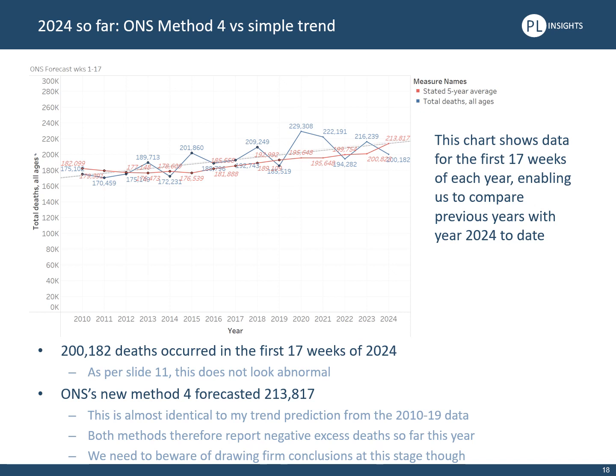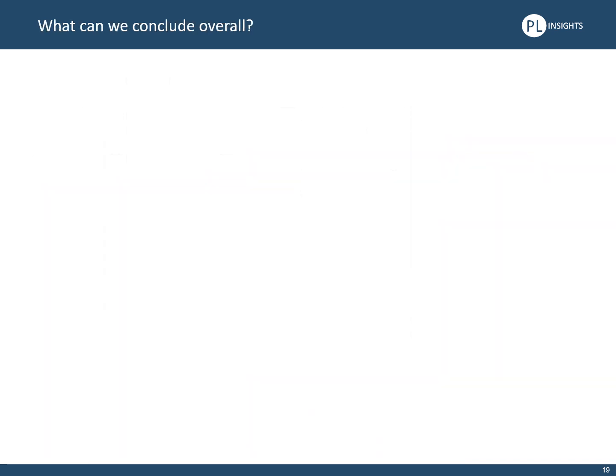As you may recall, we know that the number of deaths that occur in the first 17 weeks is highly variable, and if you go back to the charts where we looked at it week on week, we could see that it didn't look that different to what we'd have expected to have seen. So we've got to be careful about drawing any firm conclusions from that data. But again, nothing to suggest that we've got more deaths than expected at the moment.